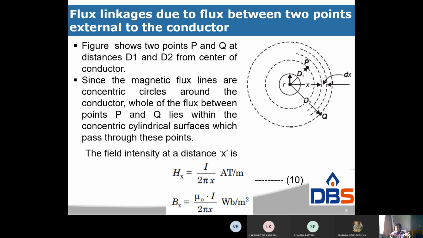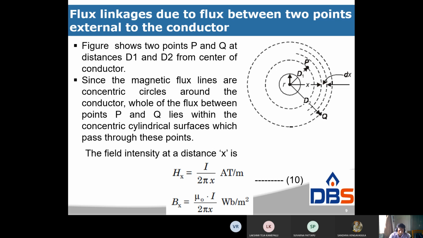Whatever it may be, it is concentric circles, 2 pi r. In place of r, x is there. So Hx is equal to I by 2 pi x, taken as equation 1. From that, Bx is equal to mu 0 I by 2 pi x. Why? Because B is equal to mu 0 H. So B is equal to mu 0 I by 2 pi x, taken as equation 2.